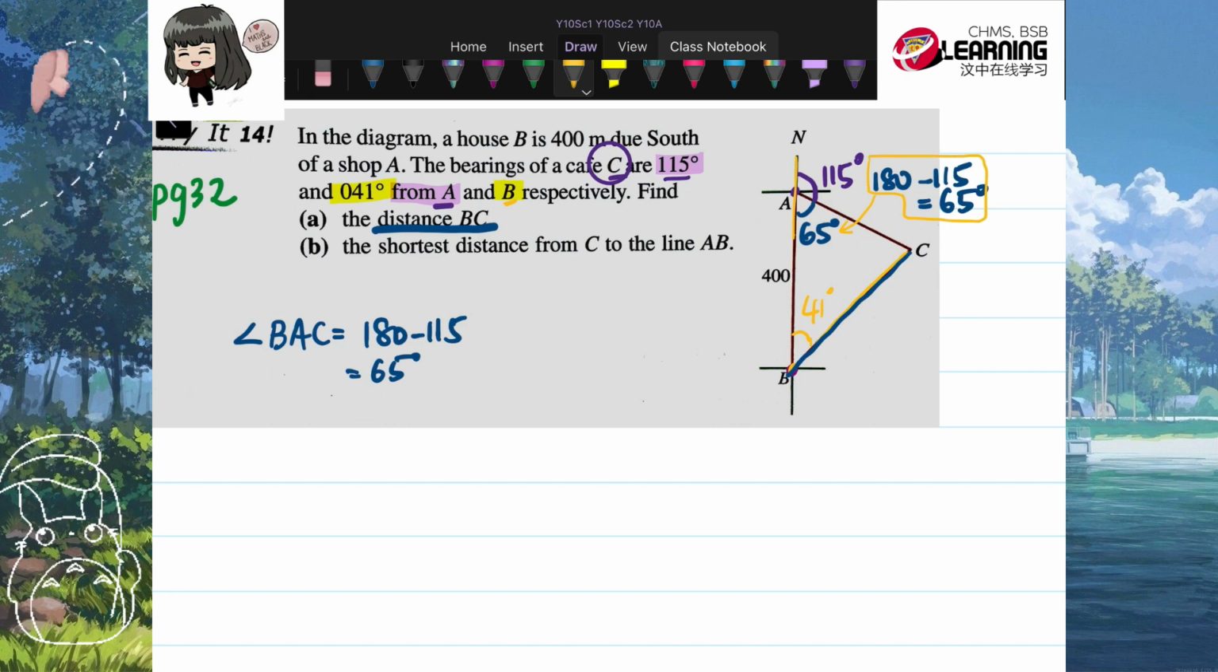We already have 65 and 41 in this triangle ABC, so then we can find the angle here, right? Angle ACB is equal to 180 minus 65 minus 41. So I get 74 degrees.